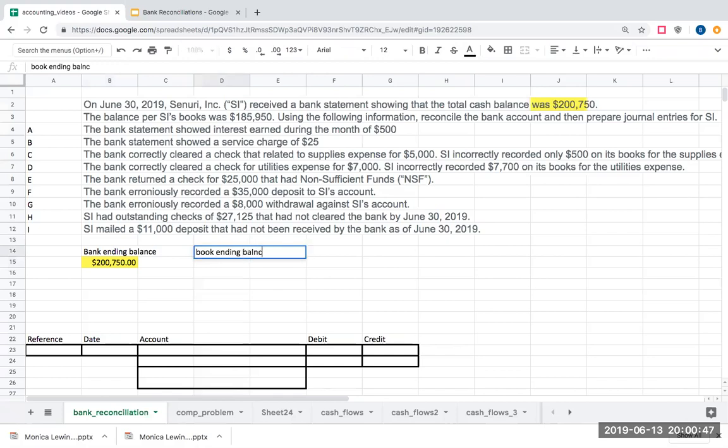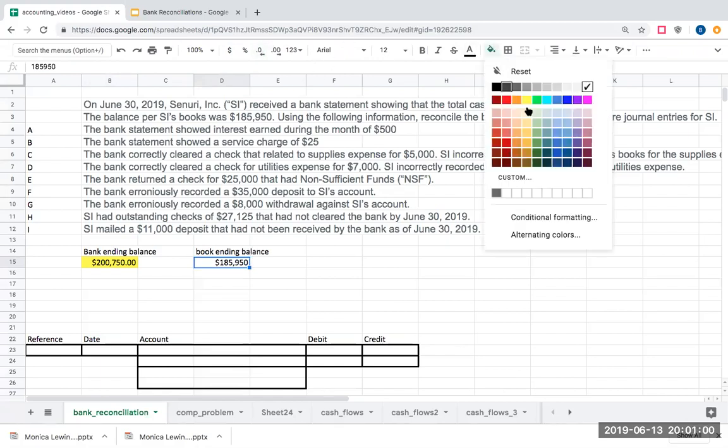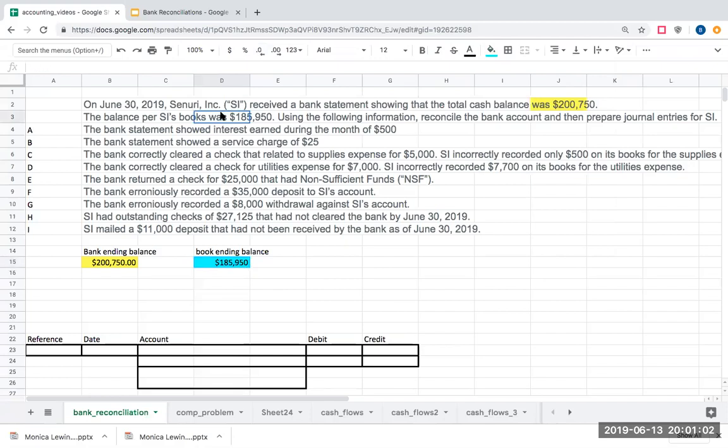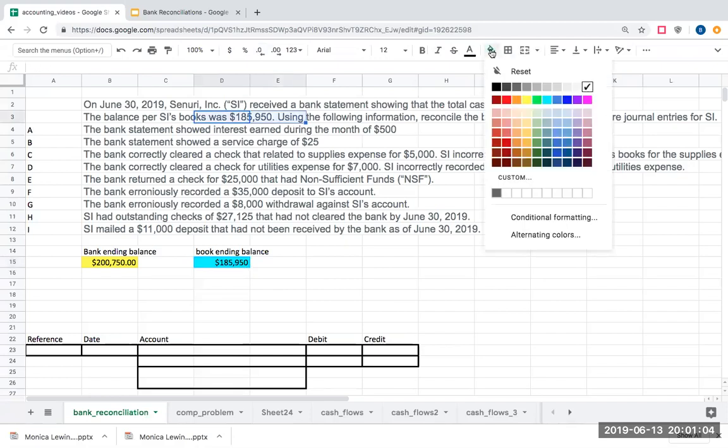So the next thing I'm going to do is say that my book ending balance here was $185,950. So my balance per my books was $185,950. And so let's just go here. This is where I'm getting these numbers from.